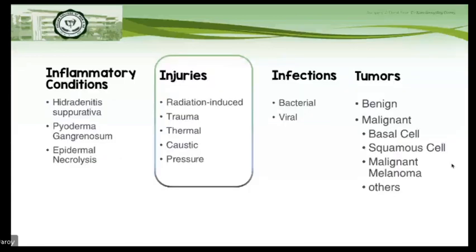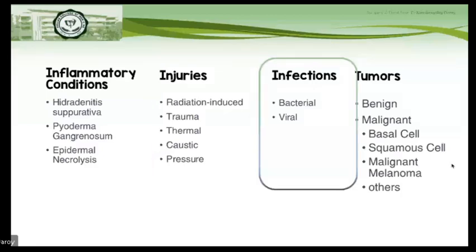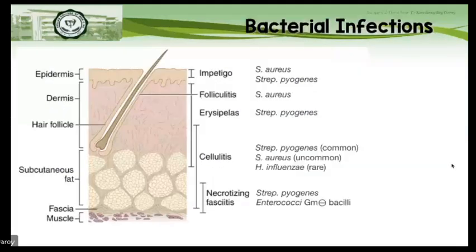Now we move on to infections of the skin. Impetigo, erysipelas, cellulitis, folliculitis, and simple abscesses fall in the category of uncomplicated skin infections. You can see in this figure in which layer of the skin these infections originate from. And you see that the most common etiologic agents are your Staphylococcus aureus and Streptococcus pyogenes.